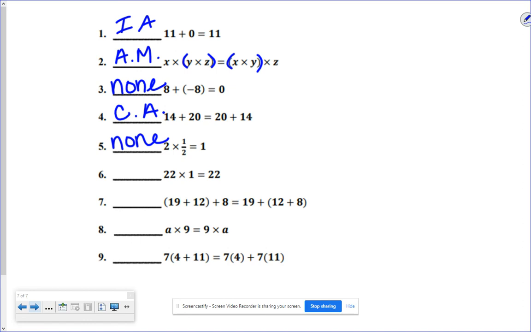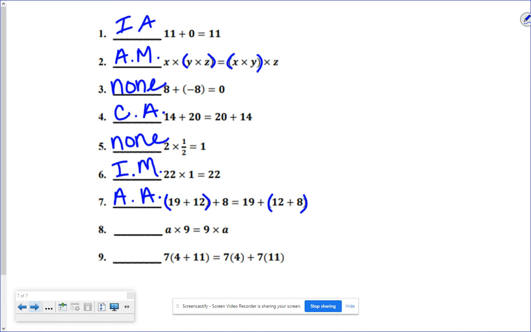For number 6, I'm noticing that I'm multiplying by 1 and it stays the same, so that would be the identity property of multiplication because I'm multiplying by 1. Number 7, I have (19 plus 12) plus 8, and then 19 plus (12 plus 8). I notice again the parentheses are in different spots, so that would have to be the associative property, and since I am adding, it would be the associative property of addition.